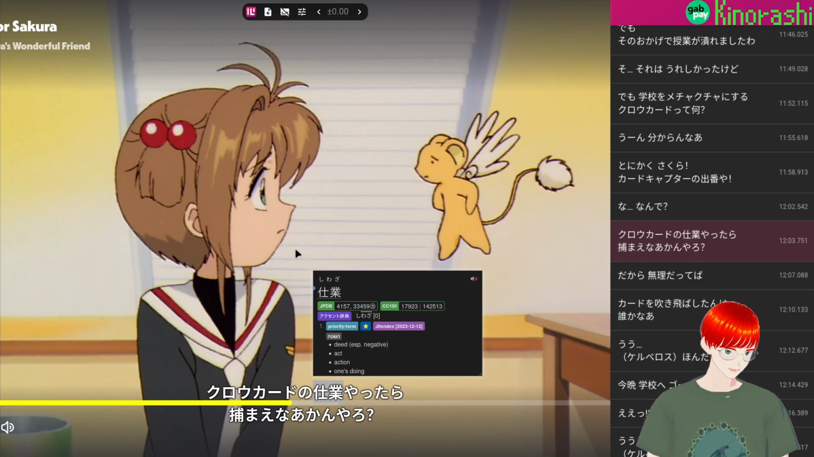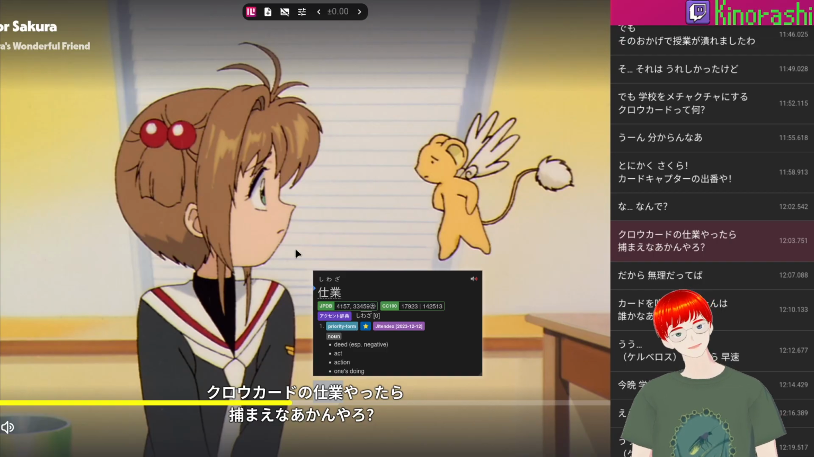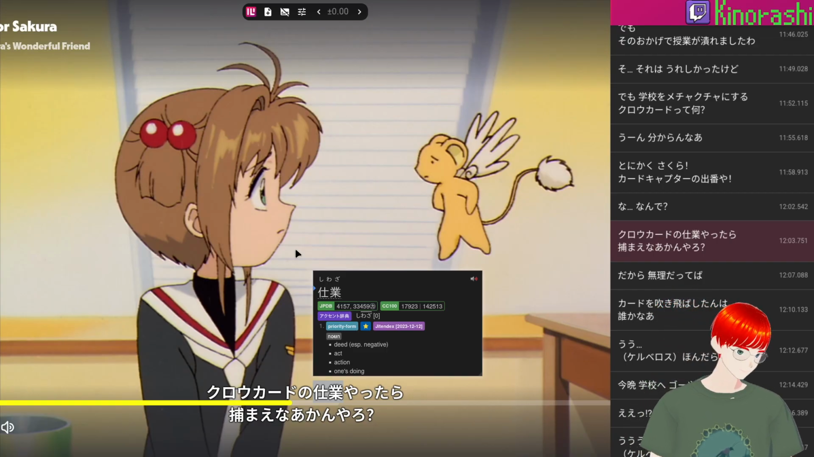The particle yattara is a conditional form of yaru meaning to do, used in informal speech, especially in Kansai-ben. It functions similar to nara in standard Japanese, meaning if, or if that is the case. The second part, tsukamae na akan yo, means you must catch them, right?